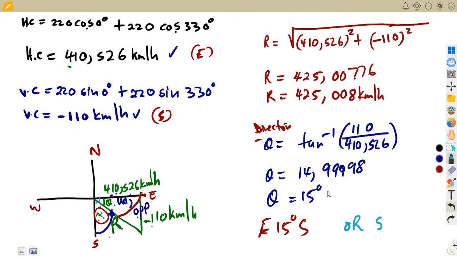So it's going to be 90 minus 15, which will be 75 degrees. So you have to subtract 90 degrees minus 15 degrees. You're going to obtain 75 degrees. So it's from the south going to the east.